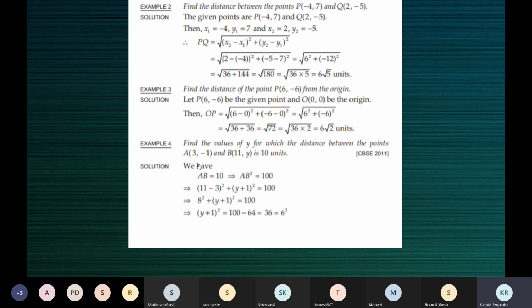Okay, so when you read this, the distance between the 2 points is 10 units. You must immediately write AB is 10, so AB square is 100. AB square, this is the formula, is equal to 100. Instead of AB square, we write the formula, equal to 100. So we solve and find the values of y.